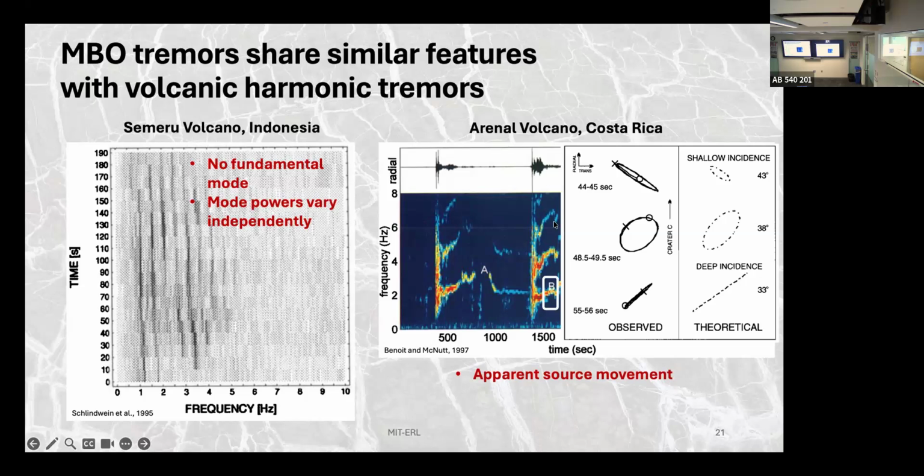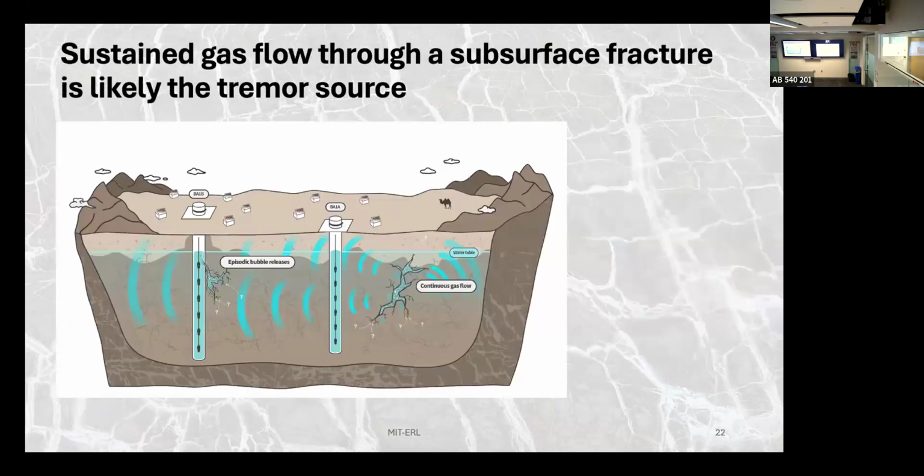And these commonalities between our tremors and the previously reported volcanic tremors suggest that they may have a common origin. And in our case, the resonating fluid-filled cavity, we think, is probably a subsurface fracture with a continuous flow of gas through it, which lasted for an entire 9 months period, as shown by this cartoon.